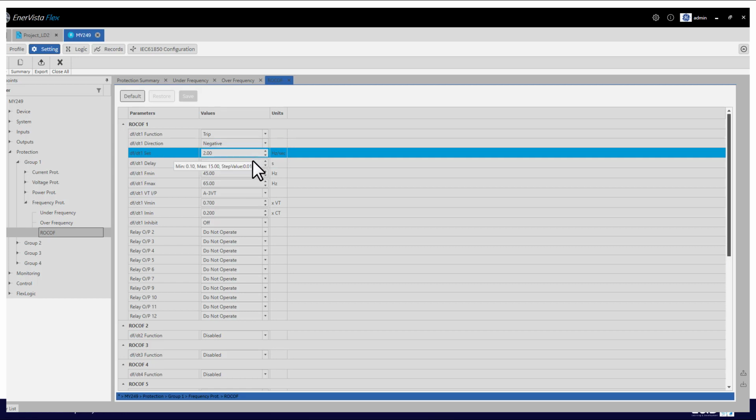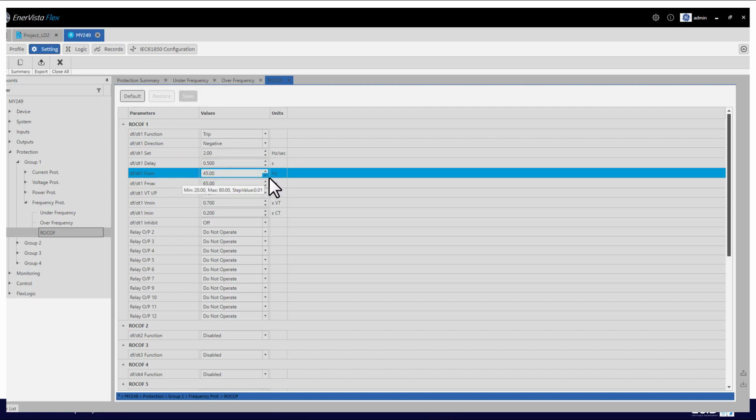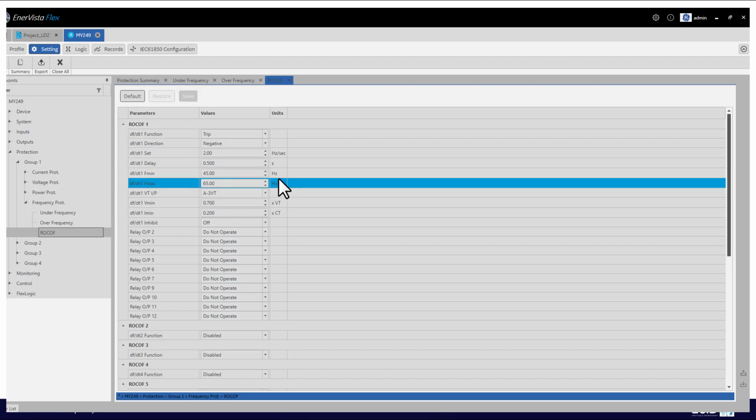Then the set is in the unit of hertz per second. So that's the rate of how quickly the frequency changes. By default it is 2 hertz per second. And then there's a time delay for the trip. And this is supervised by a frequency range from 45 to 65 hertz. This can be changed. That's the supervision.